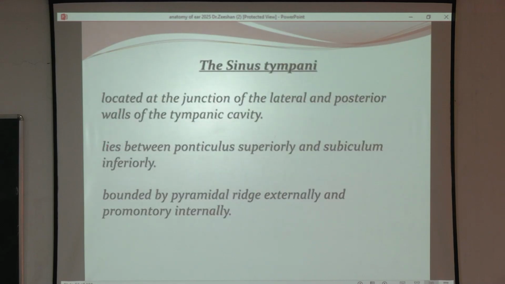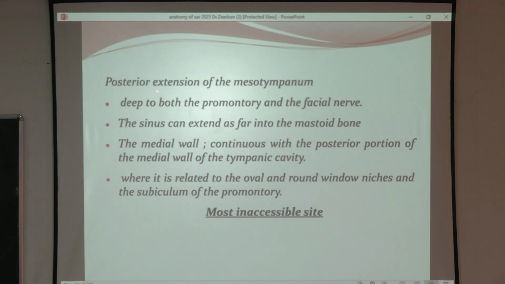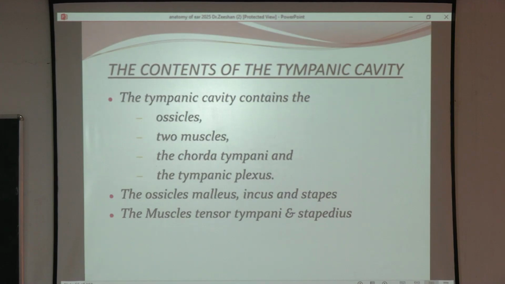Okay, what is sinus tympani? It is the posterior extension of the mesotympanum deep to both promontory and facial nerve. The sinus can extend as far as the mastoid bone. The medial wall is continuous with the posterior portion of the medial wall of the tympanic cavity, where it is related to the oval and round window niches and subiculum of the promontory. Most inaccessible site of the middle ear is sinus tympani. Okay. Again a MCQ question.